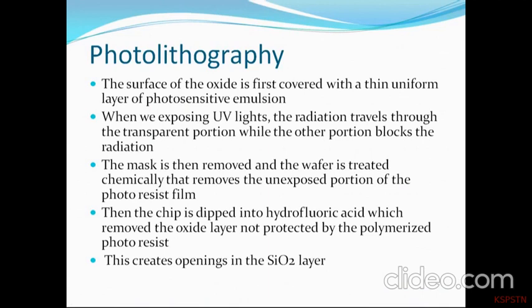Then the chip is dipped into a solution of hydrofluoric acid, which removes the oxide layer not protected by the polymerized photoresist. This creates openings in the SiO2 layer through which P-type or N-type impurities can be diffused.